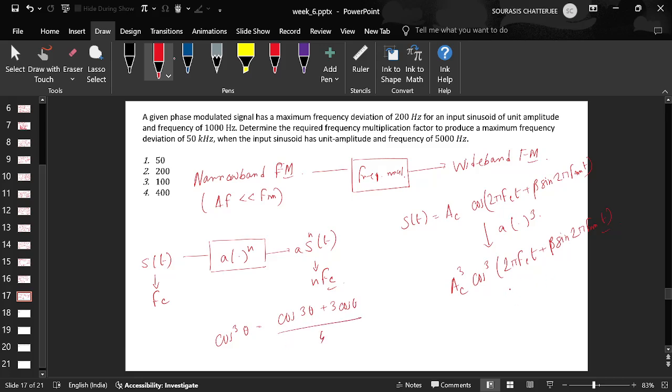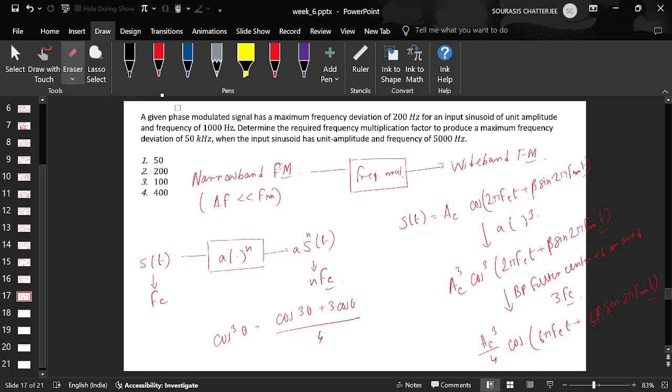So if I pass this through a band pass filter centered around, let's say, 3 fc, what we will actually get is 1 over 4 Ac cube cos of 6 pi fc t plus 3 beta sine 2 pi fm t.